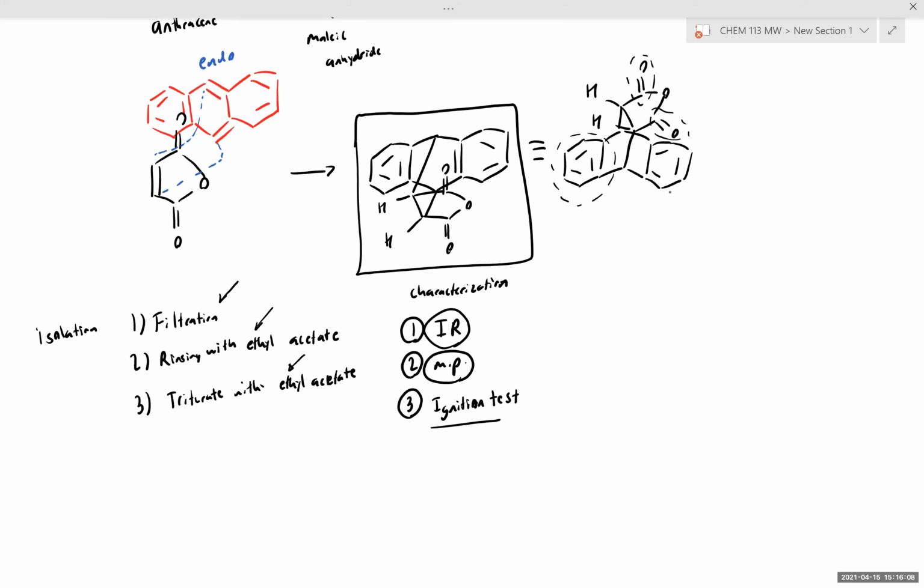To answer the question, shouldn't you expect a little bit of the exo product? What I would say is I would draw the structure of the exo product and see if it's actually different. These substrates are highly symmetrical, and this product is highly symmetrical. And I would try to draw the exo product and try to rotate it to see if it's truly different than the endo product. Did that answer your question?